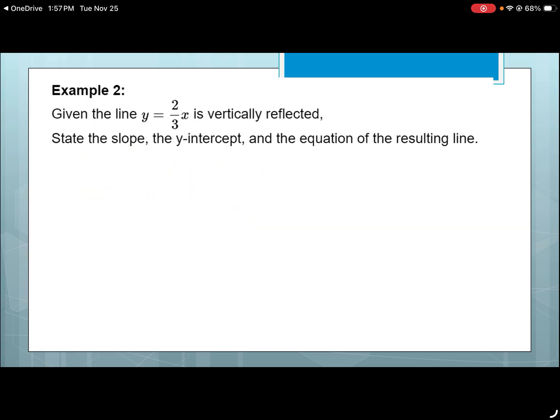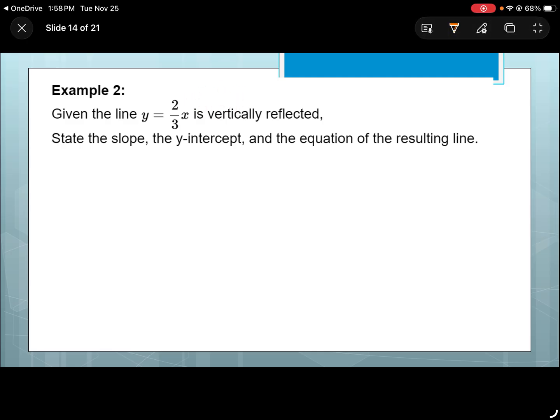So, given the line y equals 2 over 3x is vertically reflected, listen, I know that there's a bunch of different words for it, but if you see the word reflect, you know all that's going to change is the sign becomes the other sign. So it was positive, it's now negative. It was negative, now it's positive. The y-intercept, whatever it is, does not change.